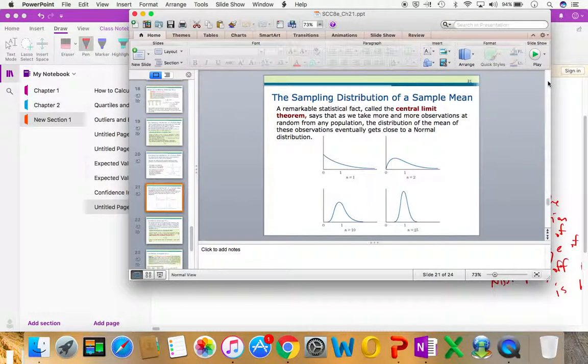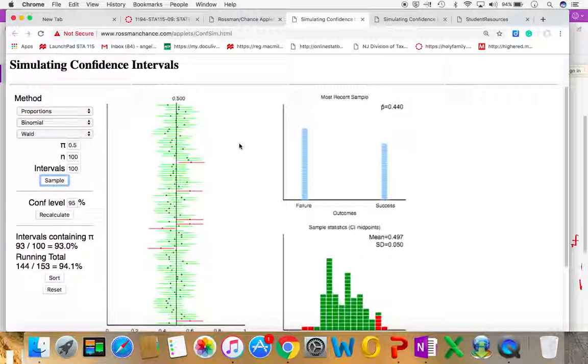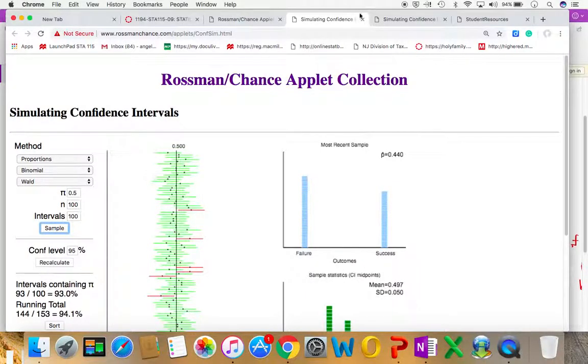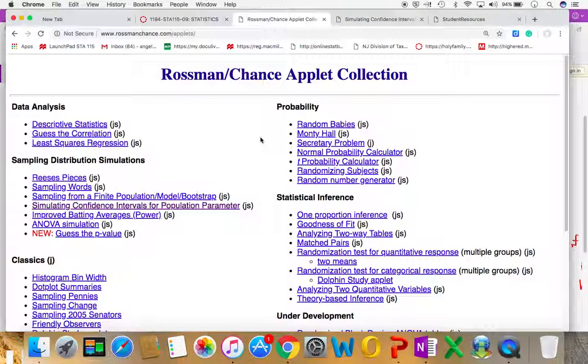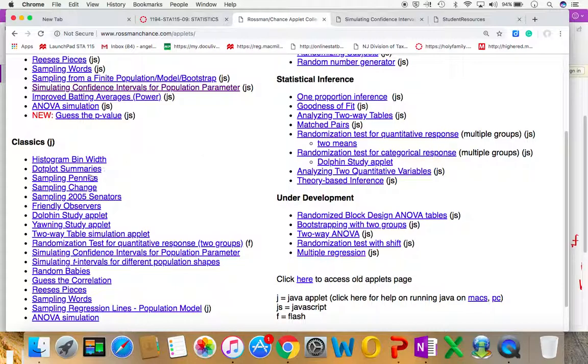All right. Now, if this concept is difficult to understand, we're going to use our trusty old friend here, Rossman Chance, and we're going to go back to the home page, and there should be an option for sampling pennies.